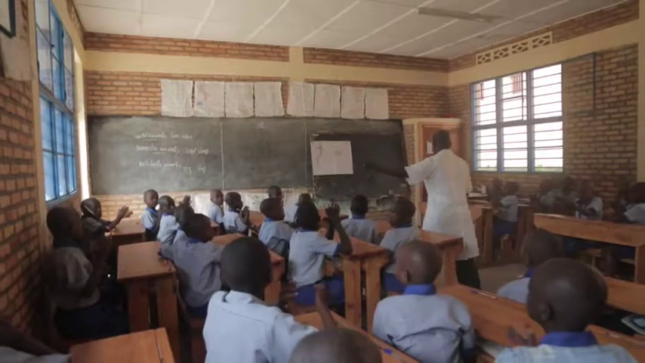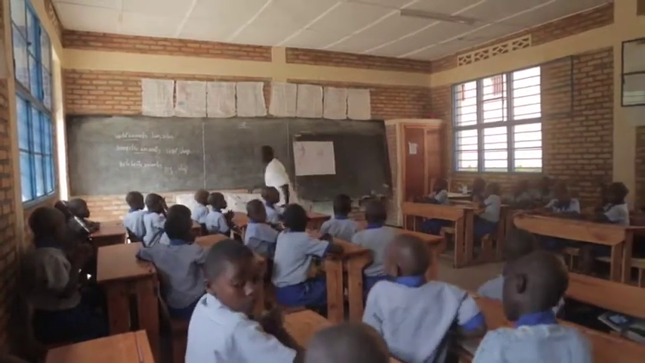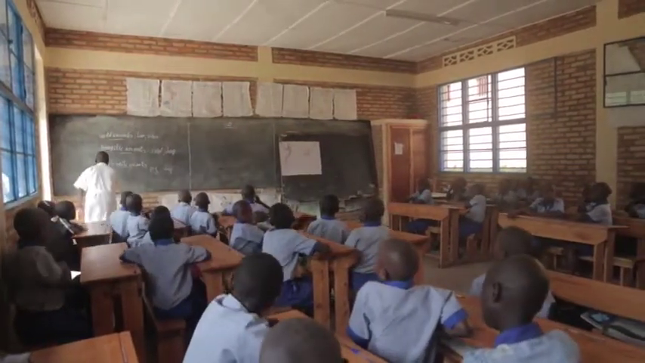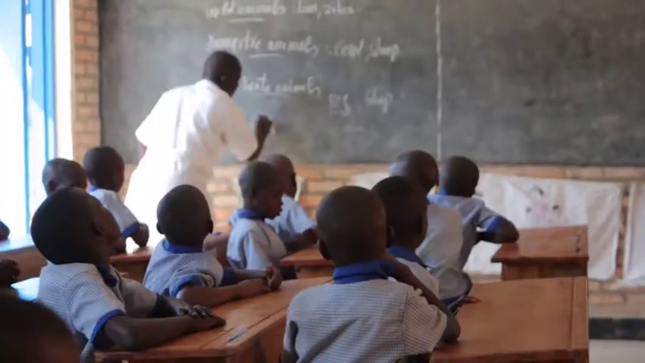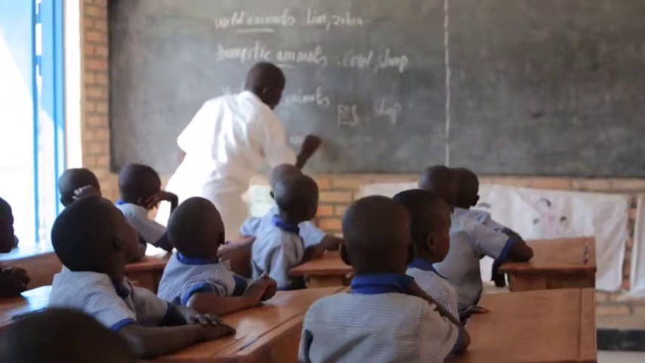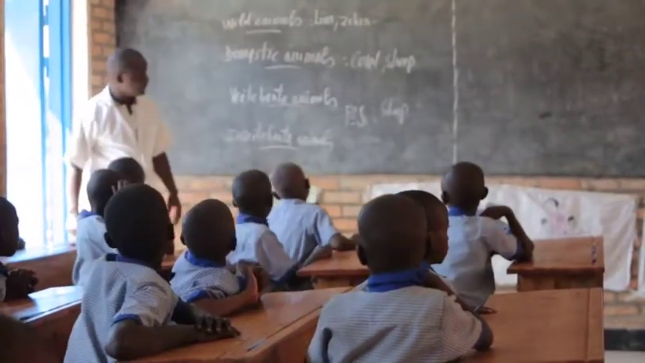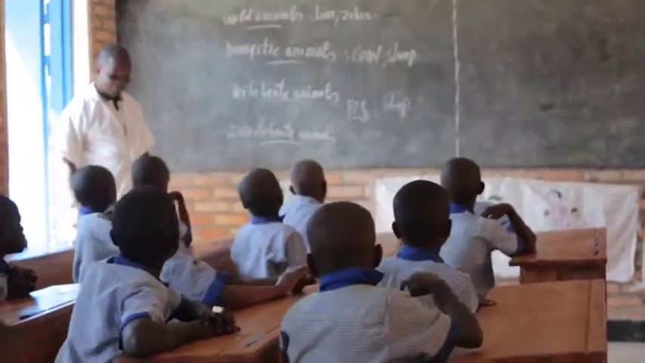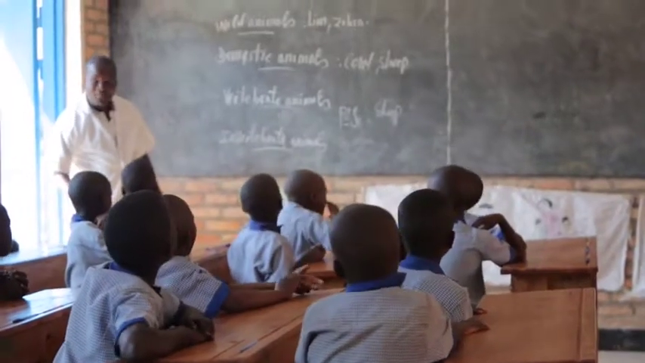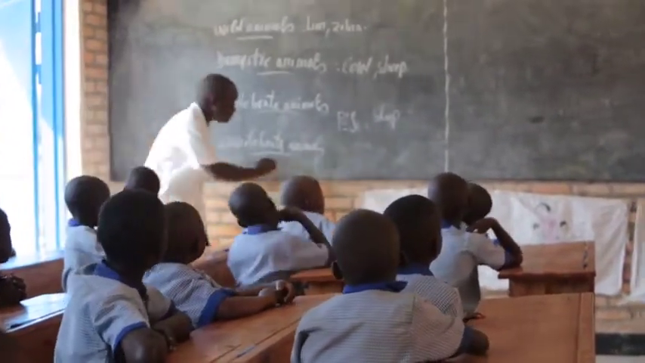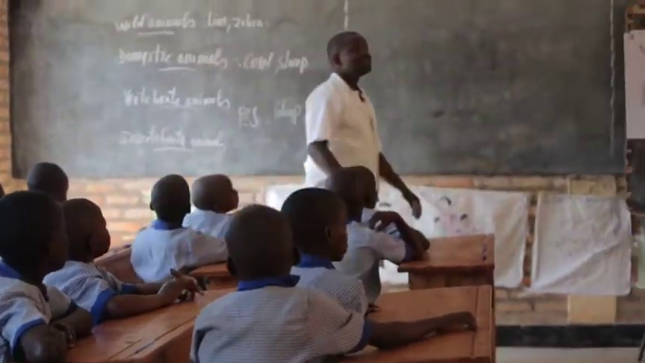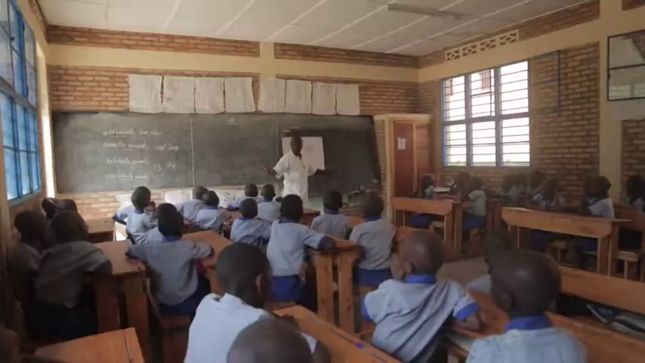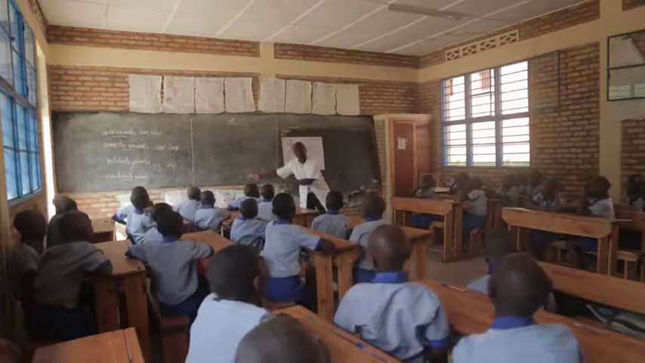Clap. All the animals that do not have backbones are called invertebrate animals. You repeat. Invertebrate animals. Repeat again. That means all the animals that do not have backbones are called invertebrate.